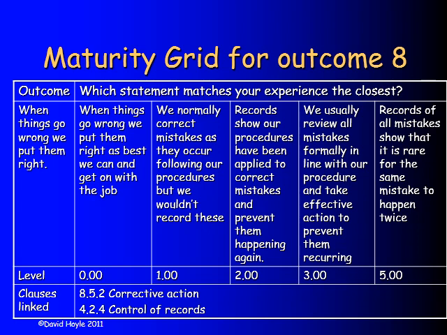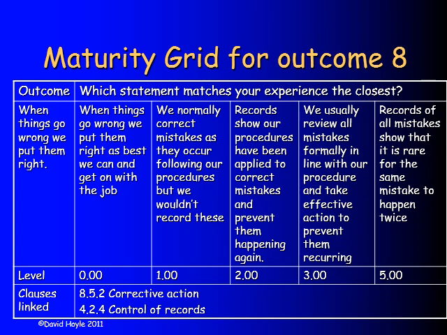We usually review all mistakes formally in line with our procedures and take effective action to prevent them recurring. That's pretty good, so we get a score of 3 on that. Records of all mistakes show that it is rare for the same mistakes to happen twice. Now that gets a top mark, 5. So there's a score of 5 for getting the top marks. So if we were picking that, when things go wrong, we put them right, ask that question of the person doing the job.